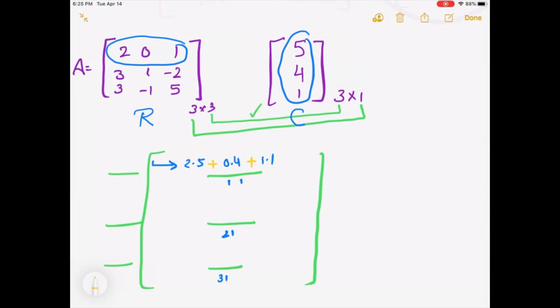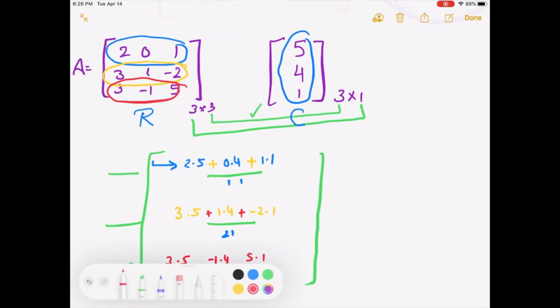Let's move on to the second one. 2, 1. So second row by first column. So 3 by 5, 1 by 4, -2 by 1, and add. Last one, 3. Third row by first column. So 3 times 5, -1 times 4, and 5 times 1, and add.